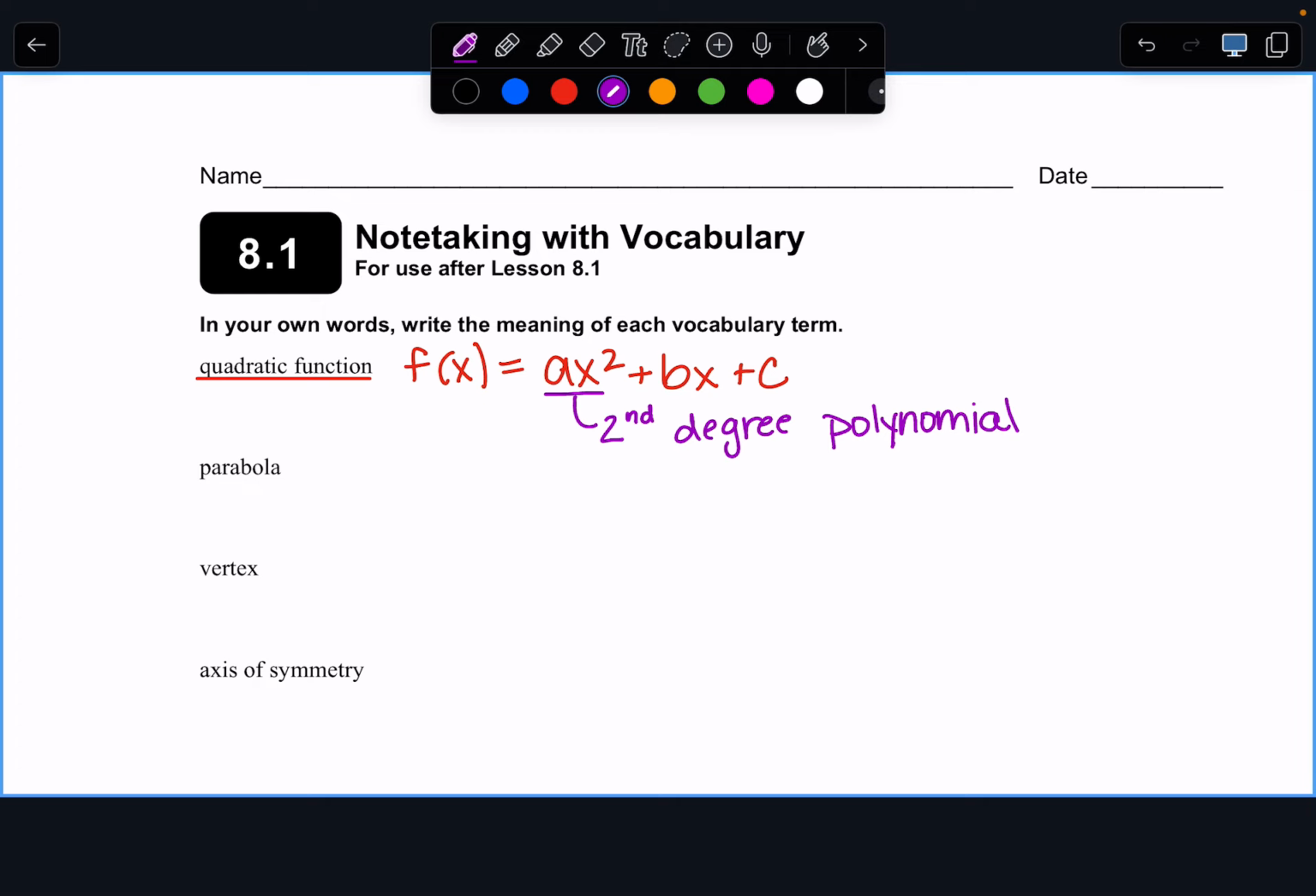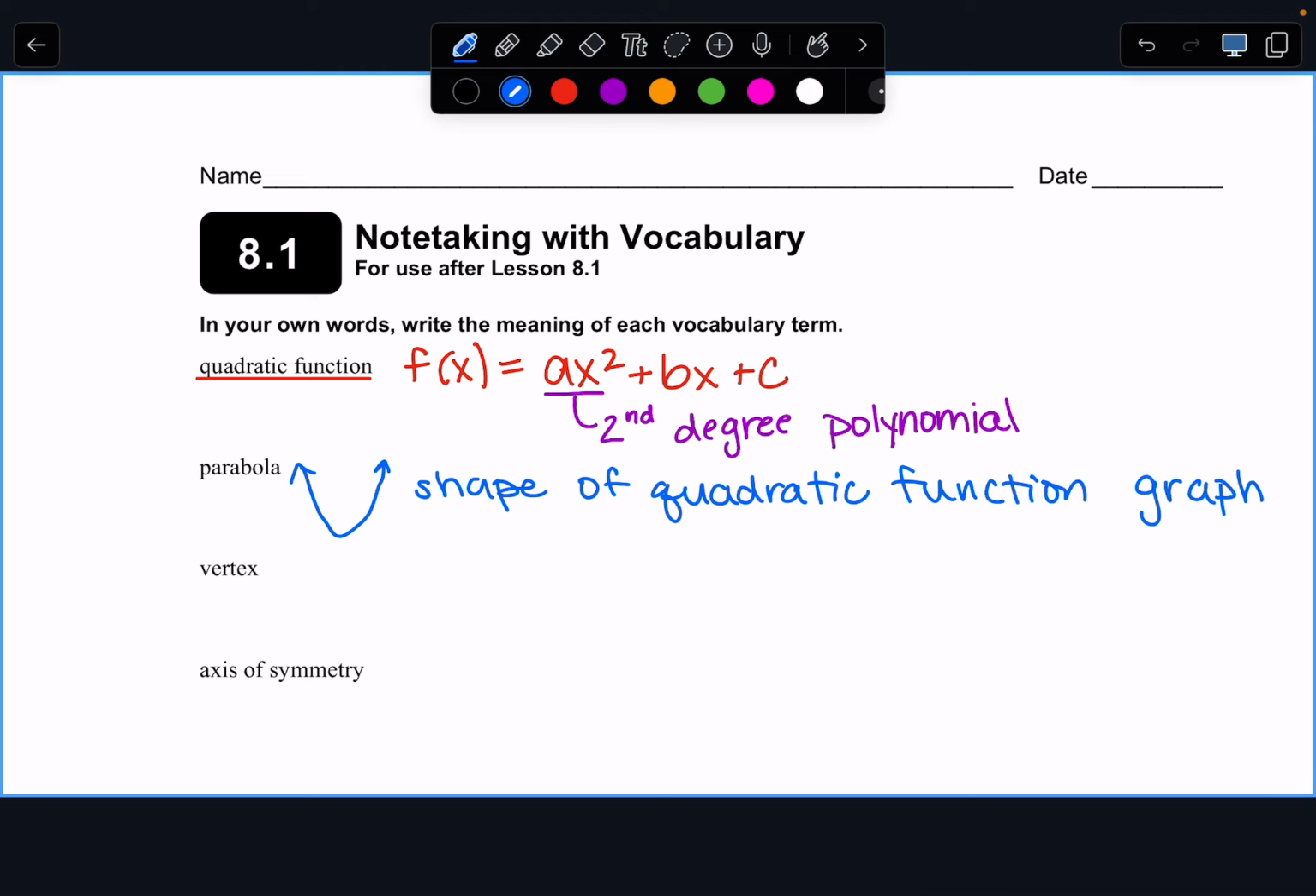When we have a quadratic function, no matter what A, B, and C are, we are going to get what's called a parabola. Okay, so today we're going to get familiar with what a parabola looks like and the properties of a parabola.